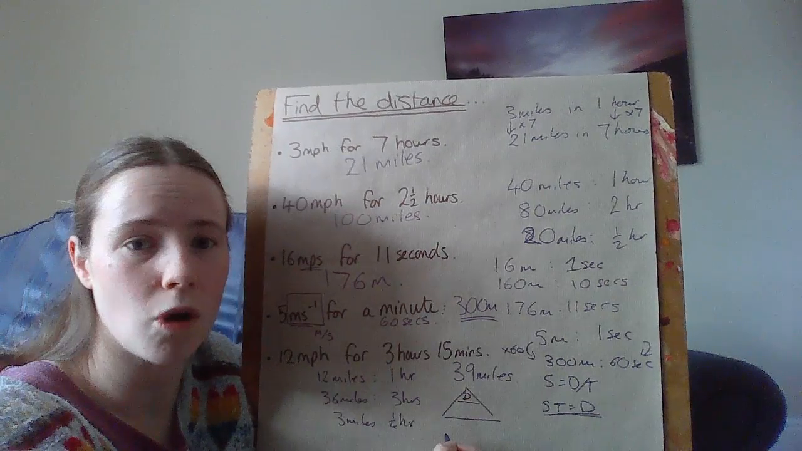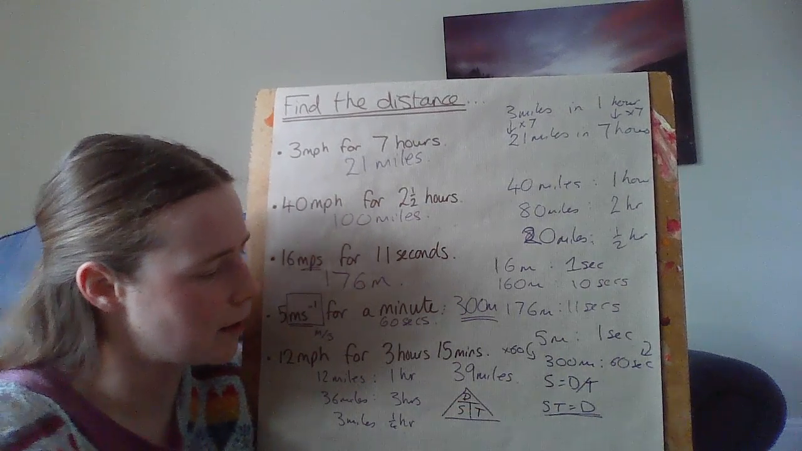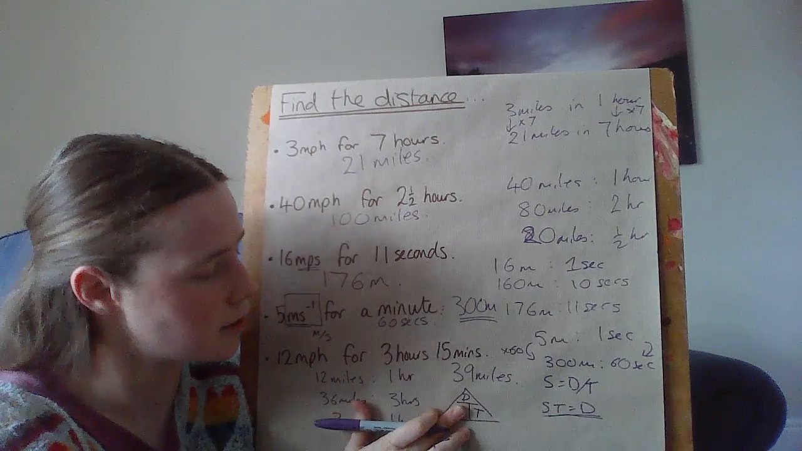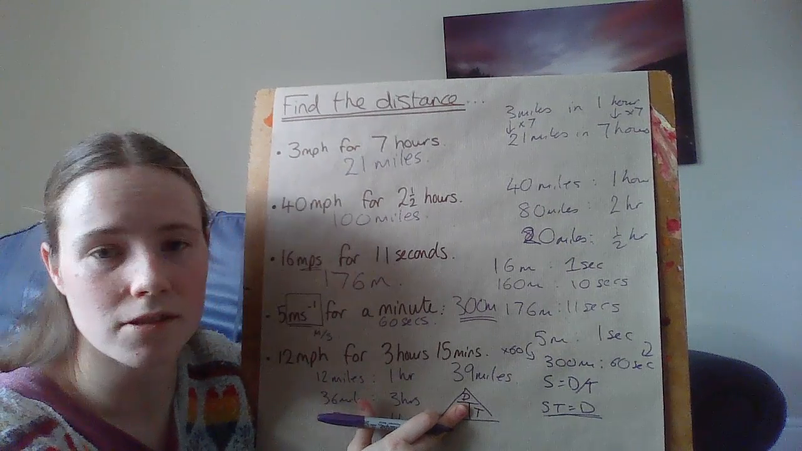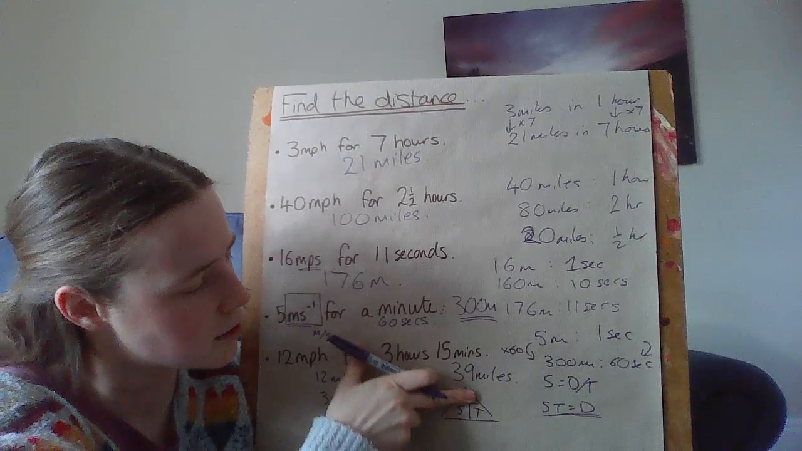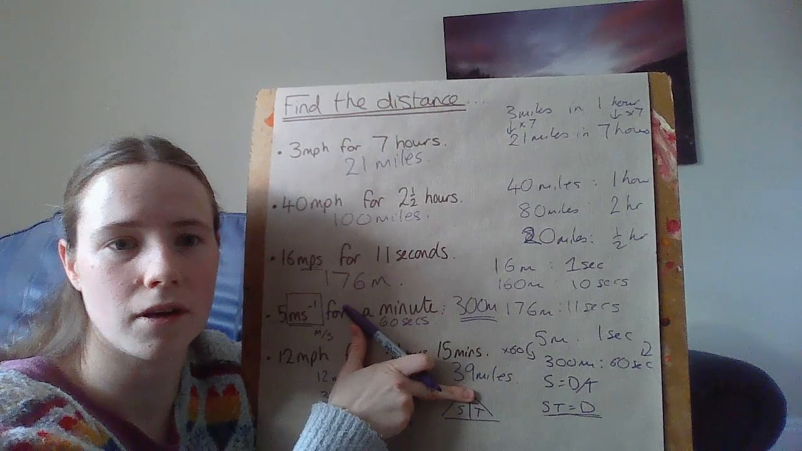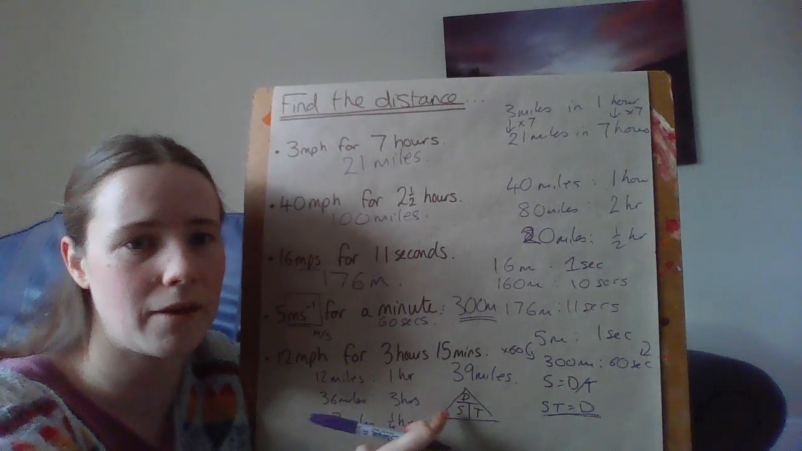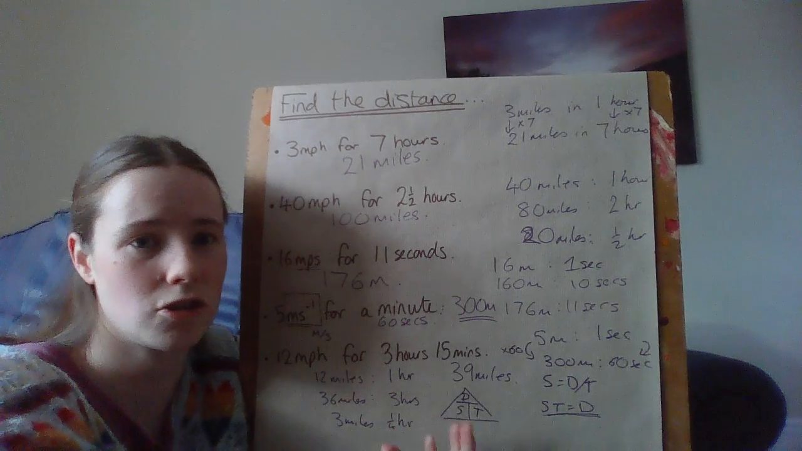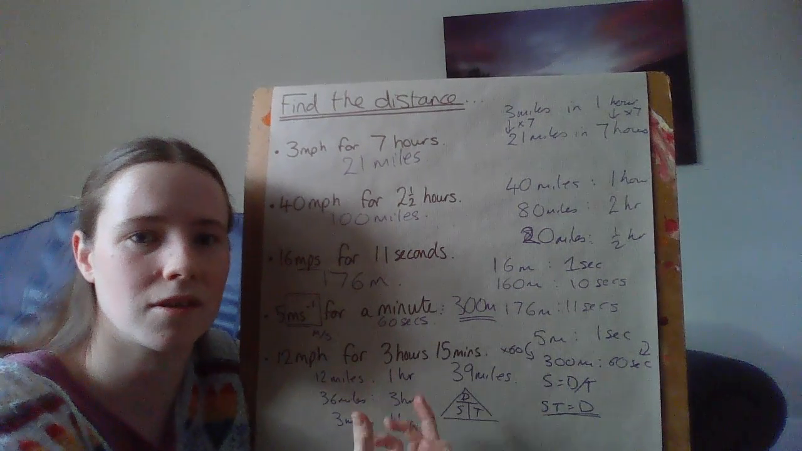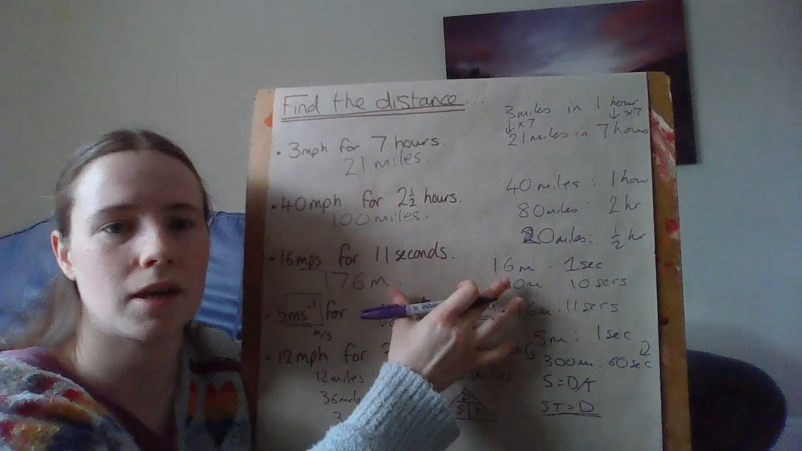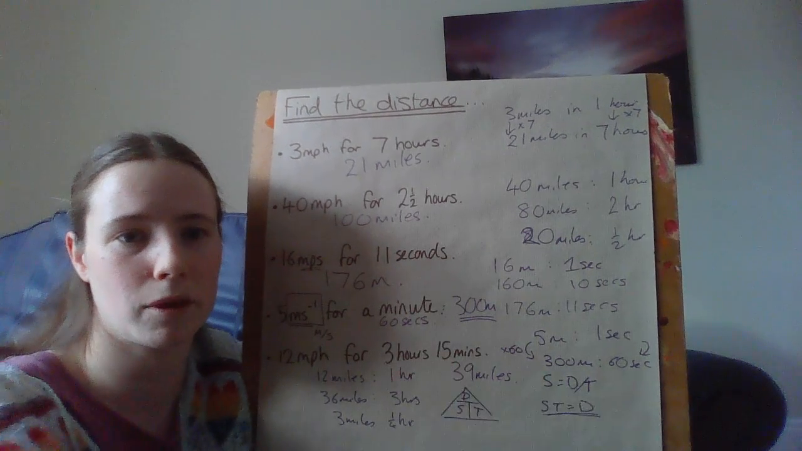D has to go on the top, okay? And then you can cover over the one you're trying to find. So if you're trying to find speed, distance over time, we're trying to find distance as we are in these questions, speed times time. Okay, so you can use the triangle, but if you forget and put the letters in the wrong place, then you're just going to go wrong before you've even started. So that's why I would encourage you to think about it as ratios or think about it with the formula.